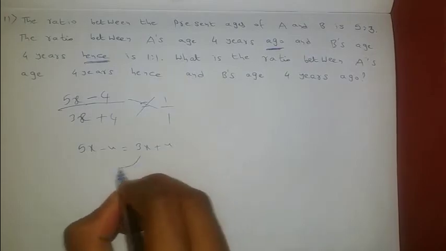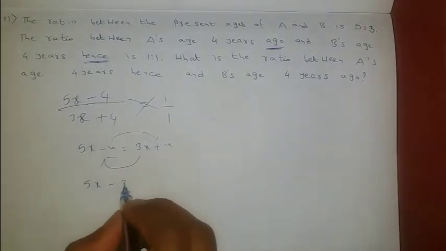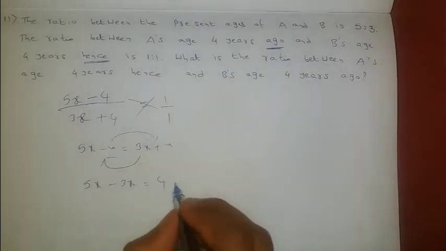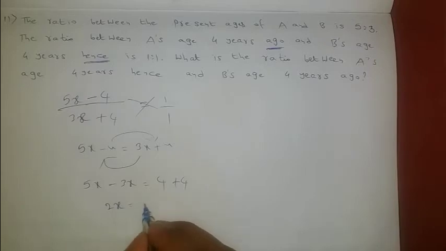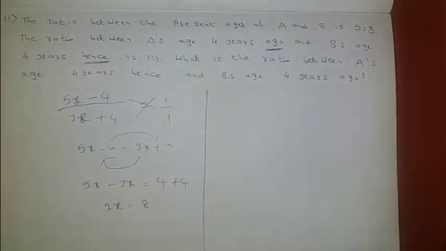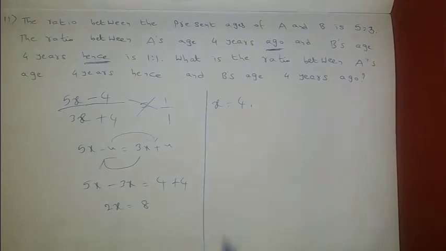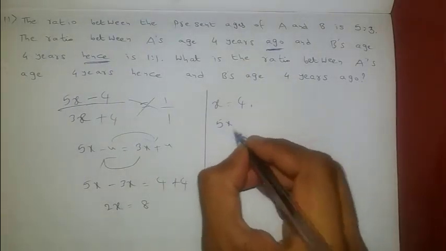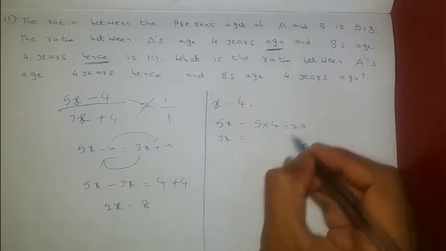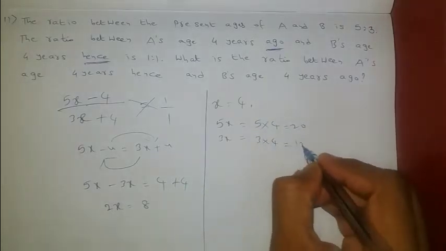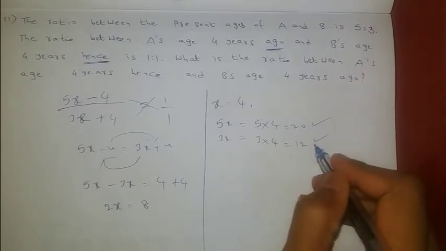I will take plus 3x to this side, minus 4 to this side. 5x minus 3x, 2x is equal to 4 as it is, minus 4 will become plus 4. 2x is equal to 4 plus 4 is 8. So x value is nothing but 4. Then those present ages we took as 5x and 3x. So 5 into 4, 20, 3 into 4, 12. It means the present age of A is 20 years and present age of B is 12 years.